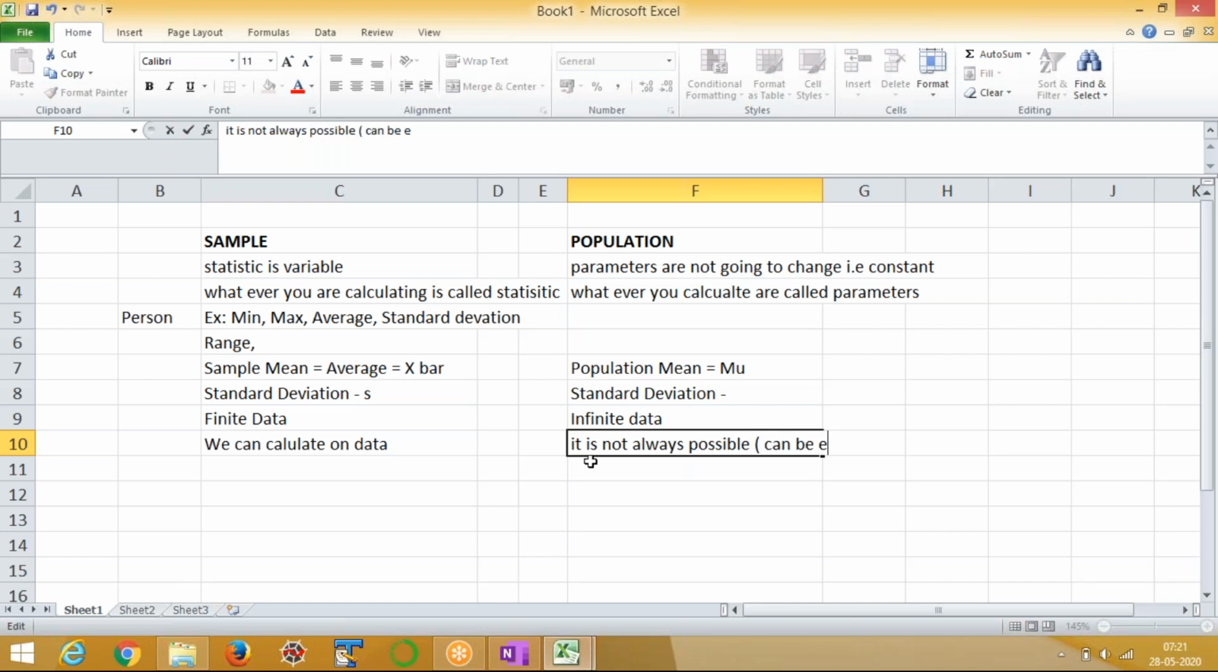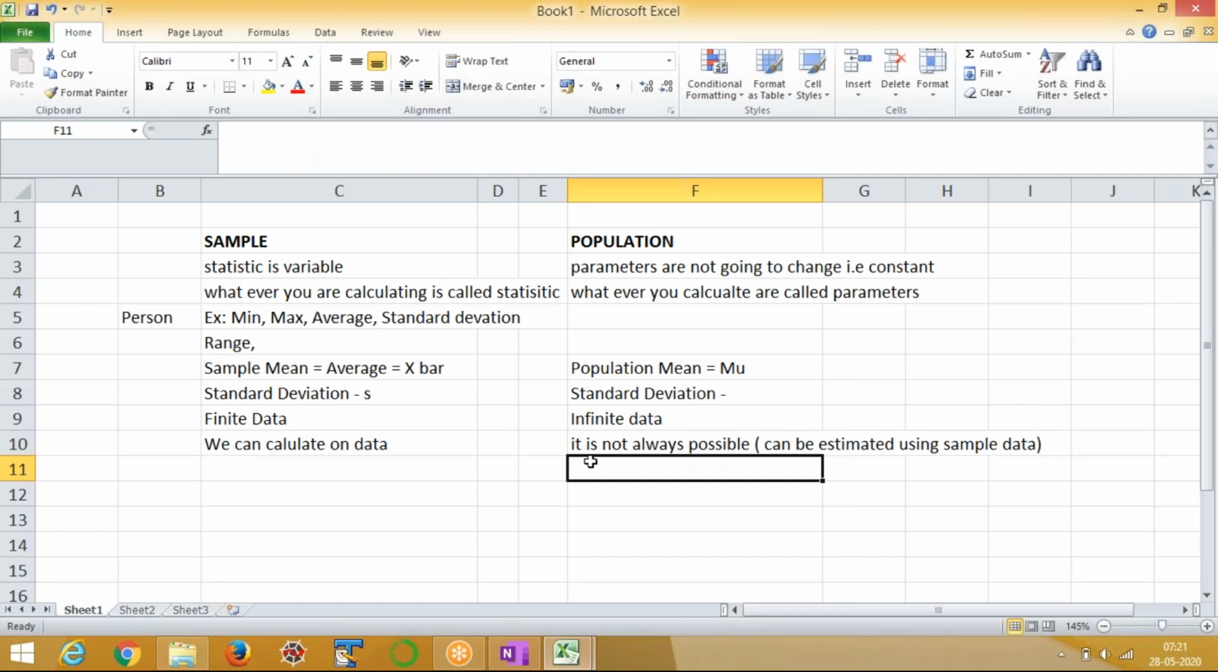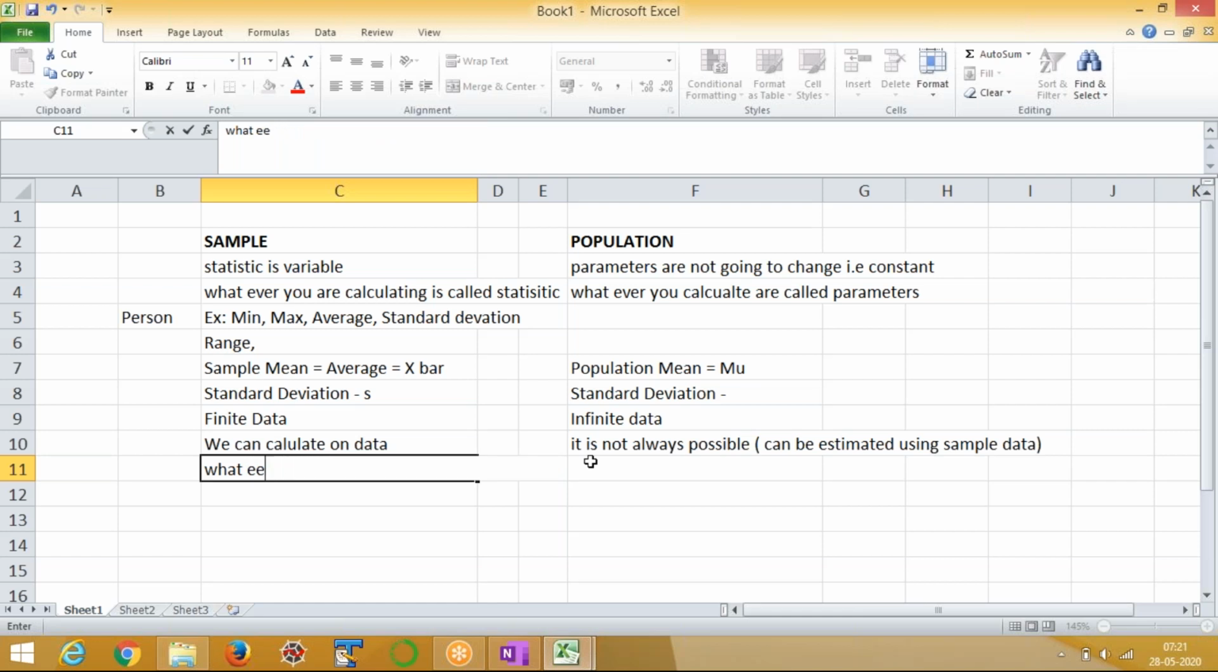We can estimate. It can be estimated using sample data. That is what we are doing. It can be estimated. That is what is in our hands. So whatever the mathematical calculations are, like minimum, maximum, average, standard deviation, range, whatever you are calculating here is called descriptive statistics.